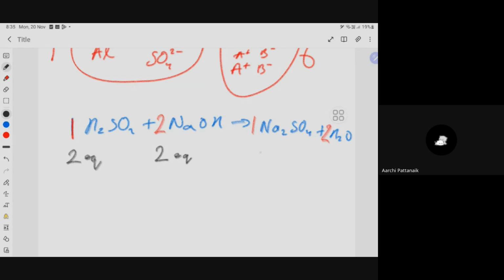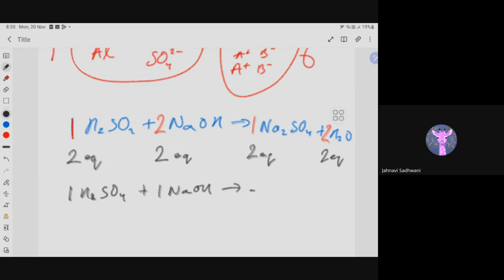1 Na2SO4 is how many equivalents? Two, right? Na is plus one and two of them are there, the cationic power. One HOH is one equivalent. So 2 HOH is two equivalents. So what we are seeing is two equivalents reacted with two equivalents to give two equivalents and two equivalents. If the balancing were in terms of equivalents, it would be 1 equivalent of H2SO4 reacting with 1 equivalent of NaOH to give 1, 1, 1. Got the point? In equivalence, always one reacts with one.